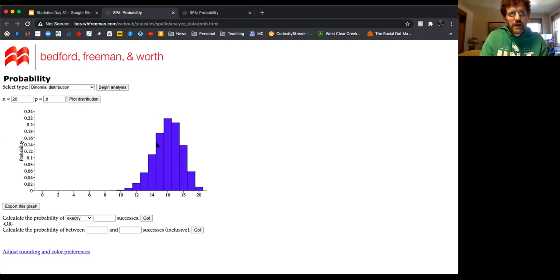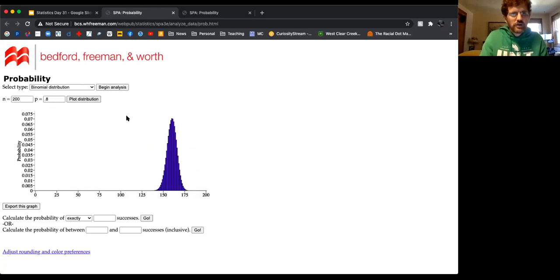Okay, that's looking better. Maybe if we had 200. Okay, now that looks very normal to me. All right, so I could trace a line over that, and I'd be close enough if I just decided to use a normal model with the mean and standard deviation and normal CDF calculations rather than the binomial calculations. So I can pick. I can do normal CDF, or I can do binomial CDF based on the data.